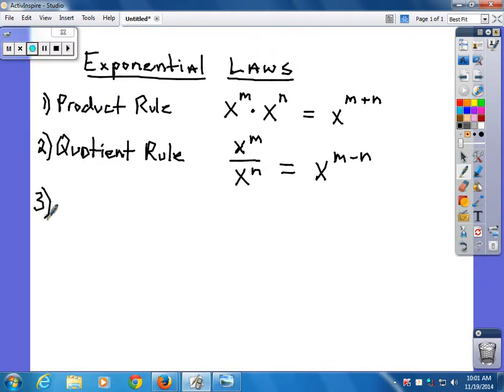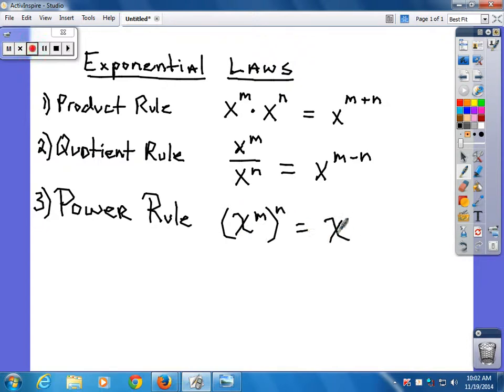Number 3. Anybody know what the third one's called? The power rule. And that is when you have an exponent raised to an exponent, what do you do to the exponent? Multiply them.